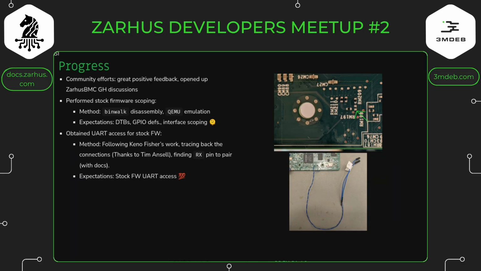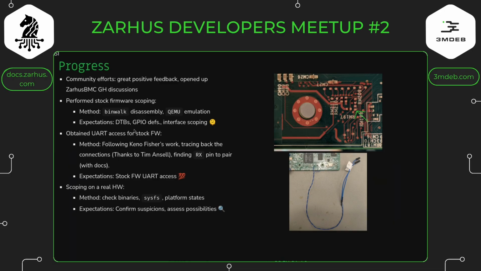Because at the first meetup, I also showed you that we got access, but we got it when we built a custom OpenBMC, which featured a custom U-Boot with some pin redirection, and basically this method could not work for the stock firmware. So we got access to the stock firmware by UART. We could probe it. Yeah, and let's go to the next point.